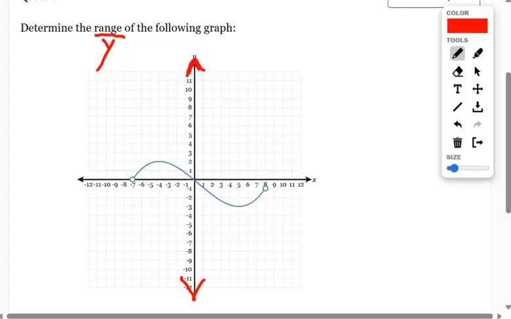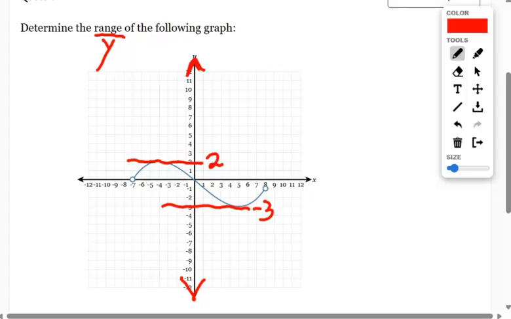And so when you are going to write down your range, you will be describing how high up the graph goes and how far down the graph goes. You are not looking at x values, you are looking at y values. So the absolute highest y value that we have here is a 2. The absolute lowest y value that we have here is a -3.